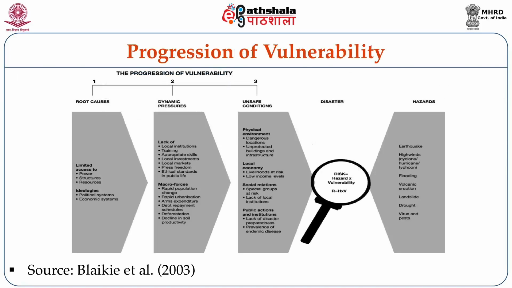Here is one model which is known as the pressure and release model. This is available with your module note. Root causes, dynamic pressures, and unsafe conditions. This is the progression of vulnerability. So on the extreme left, you can see the limited access to power, and then lack of infrastructure, etc. And then it leads to different unsafe conditions. When this vulnerability meets with hazards such as earthquakes or high winds, then it can eventually turn into a disaster.